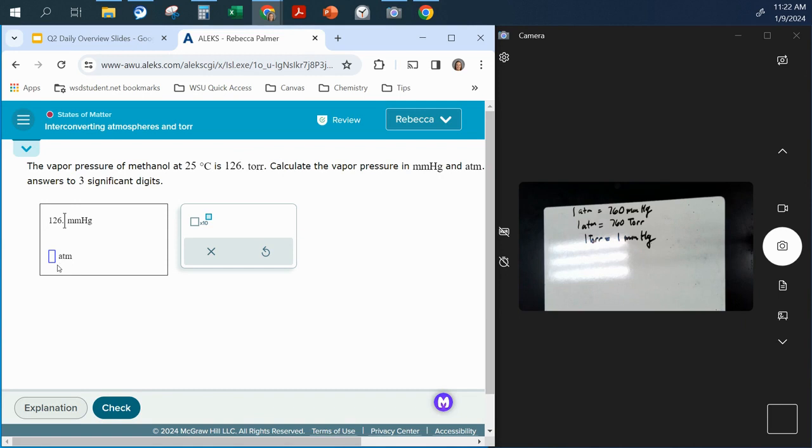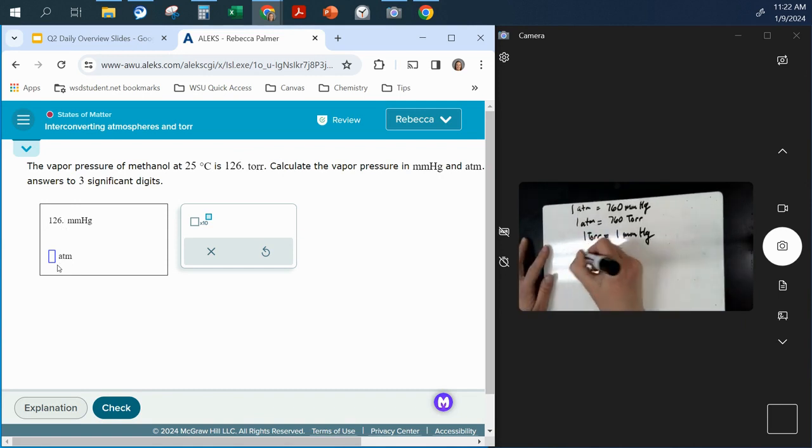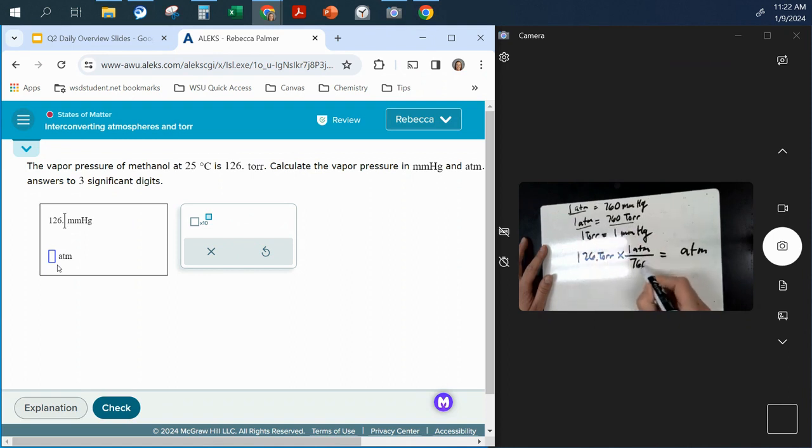The next one is atmospheres, so I'm going to start with the number in torr. I've got 126 torr, and I need to convert that to atmospheres. So the unit that I'm trying to get to needs to go on the top. Let's use that one. 1 atmosphere is the same as 760 torr. Torr cancels out, we end up with atmospheres, and then we just do this on our calculator.